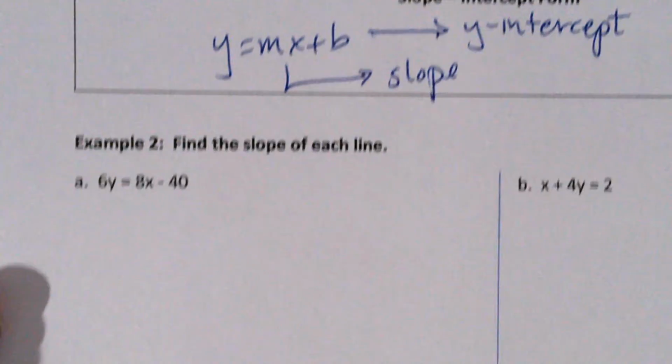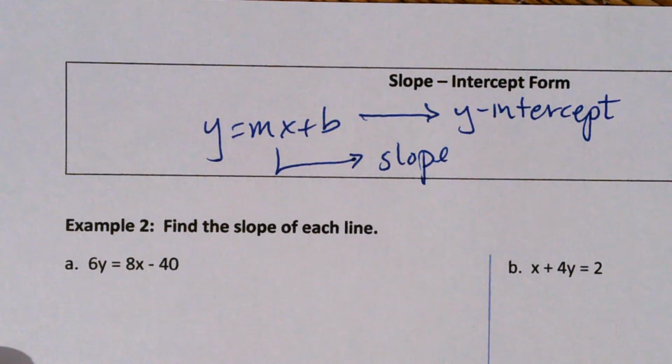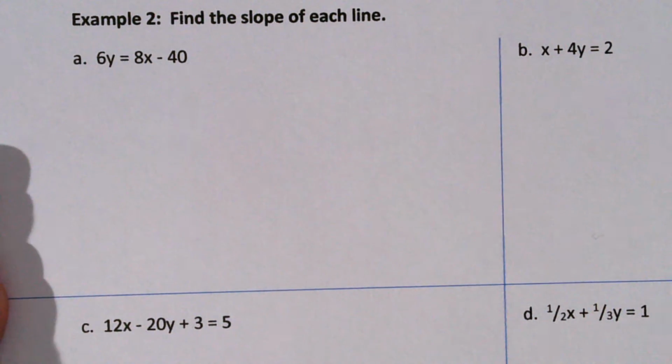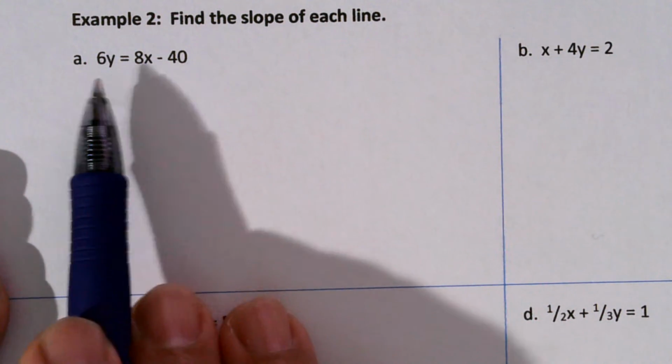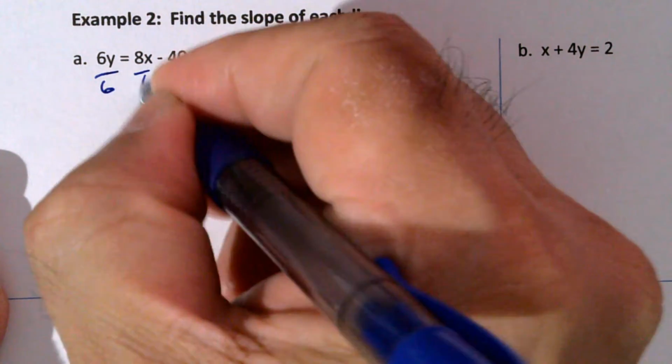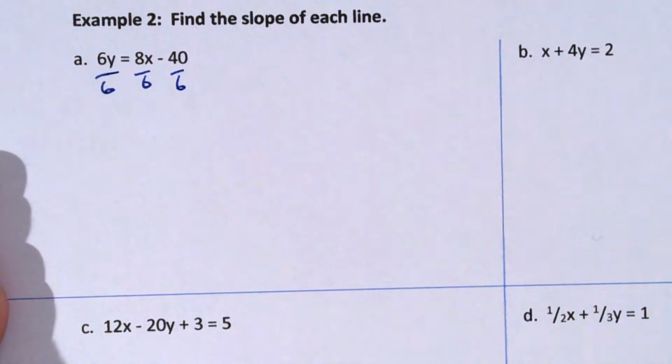All right, find the slope. So we're going to use the slope-intercept form. Once we got that form, then it's easy to identify the slope. So solve this for y. The only thing getting in our way is that 6. So we're going to divide by 6. But remember, when you divide something, you're going to have to divide each term.